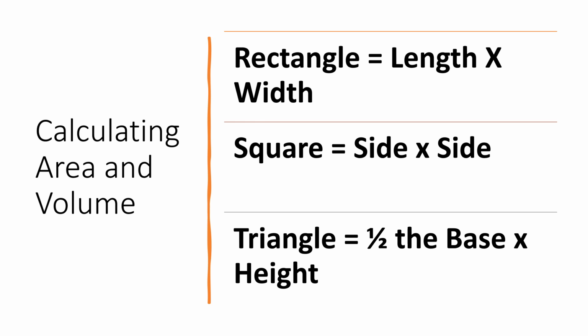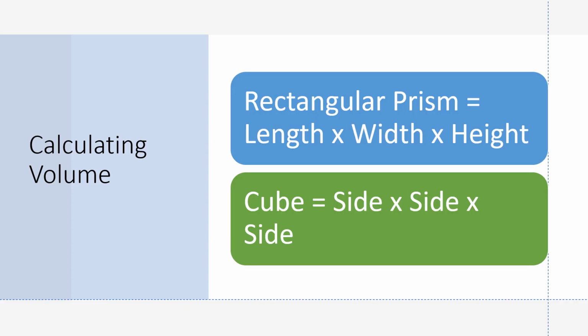Calculating area and volume. For a rectangle, it's the length times the width. For a square, it's side times side. And for a triangle, it's half the base times the height. Calculating volume. Rectangular prism, you take the length times the width times the height. If it's a cube, you're going to take side times side times side.